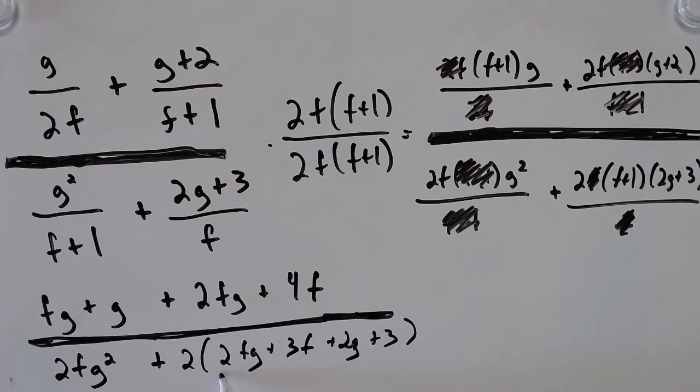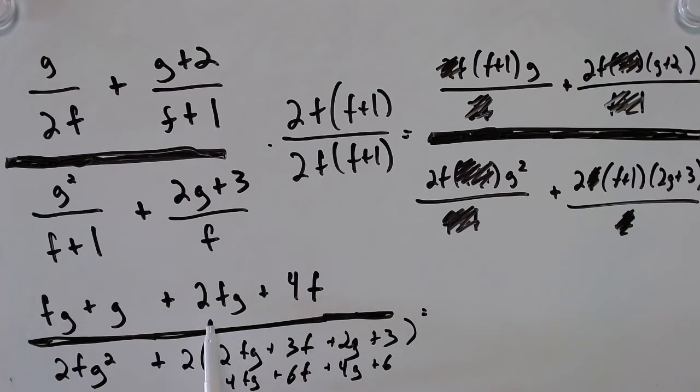This is a lot of math for one whiteboard, isn't it? So this is going to be 4fg, and this is going to be 6f. Again, I'm just taking this 2 and distributing it across this mess. This is going to be 4g plus 6. Equals. So now we have some like terms up here we can combine.